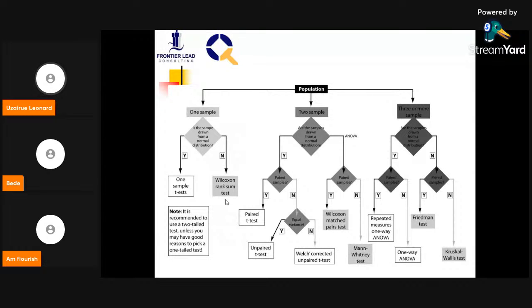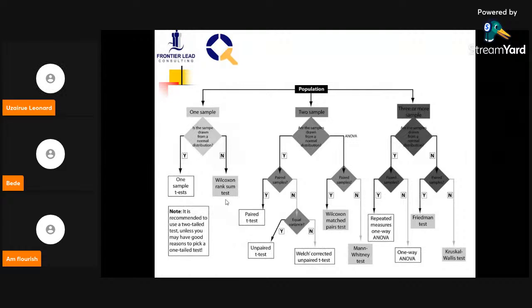Then you ask the next question: are they equal variance? Most times they will never be equal variance. If they are equal variance, you run what we refer to as an unpaired t-test. If they are not equal variance, you run what we refer to as a Welch corrected unpaired t-test, which is also referred to as a two sample independent t-test.